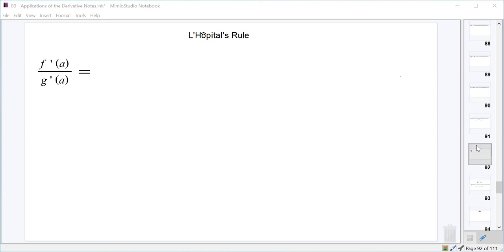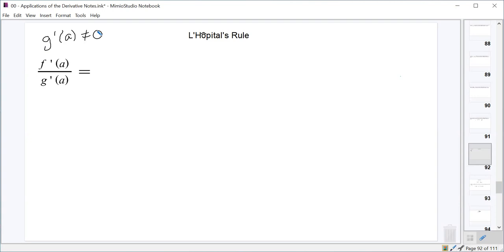of A over g prime of A, which starting there, we're going to make the assumption that both f prime of A and g prime of A exist, and that g prime of A is not going to be equal to 0. We'll start with that assumption. G prime of A is not equal to 0 here because otherwise we have something undefined.